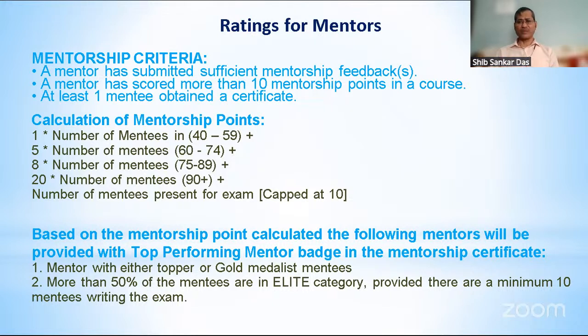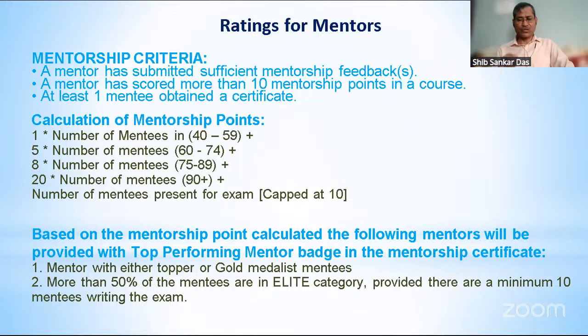How will the 10 mentorship points be calculated? Based on the score of the candidates they are mentoring. If the candidate they have mentored got 40 to 59, the candidate earns 1 point for the faculty. If the score is between 60 to 74, elite, then they earn 5 points. 75 to 89, that means elite gold, elite silver, that is 8. Similarly, based on the score of the candidate, some points will be earned by the faculty, and the total mentorship score should not be less than 10. Then only they will get the mentor certificate.